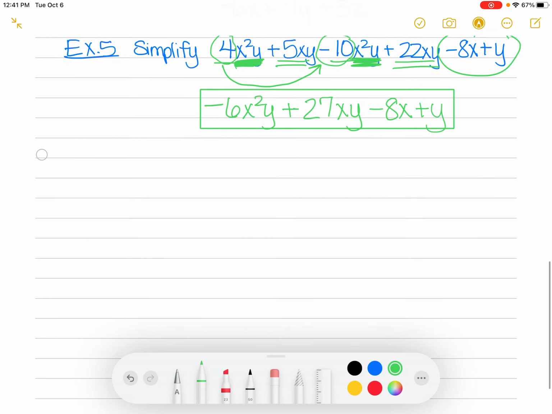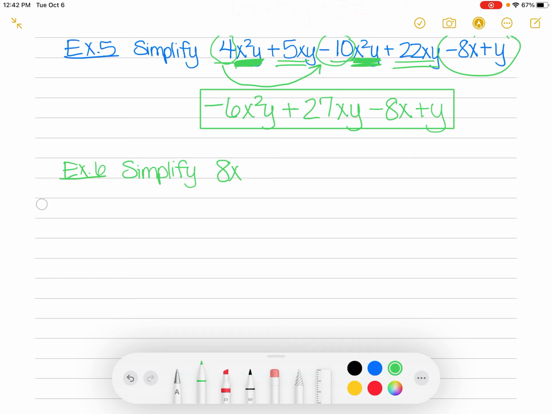Okay, example 6 is similar in difficulty. I don't know, maybe the 6 is easier. So I'm going to have y'all try it on your own. Okay, example 6, you're going to simplify. It does have a lot of terms in here.